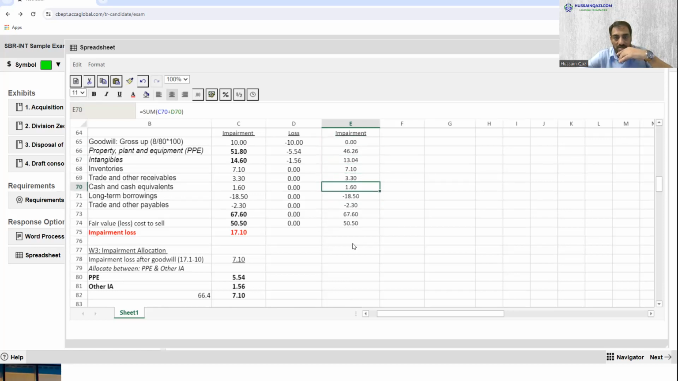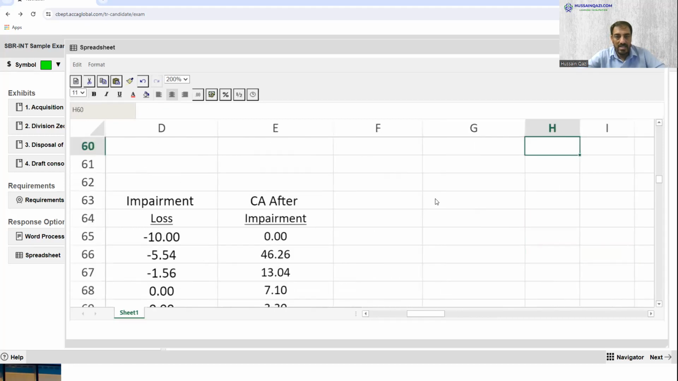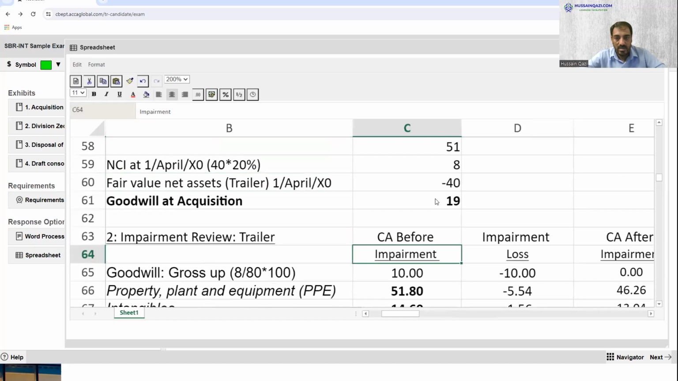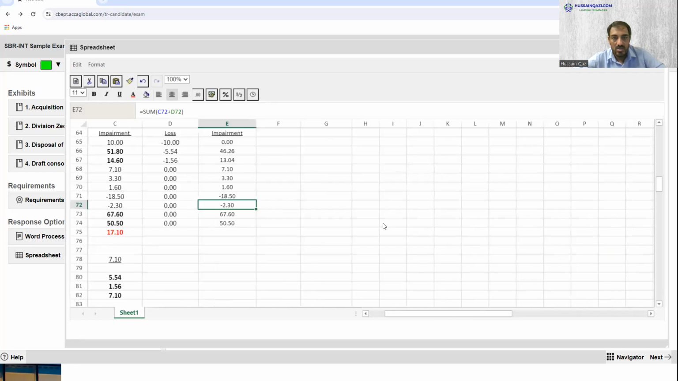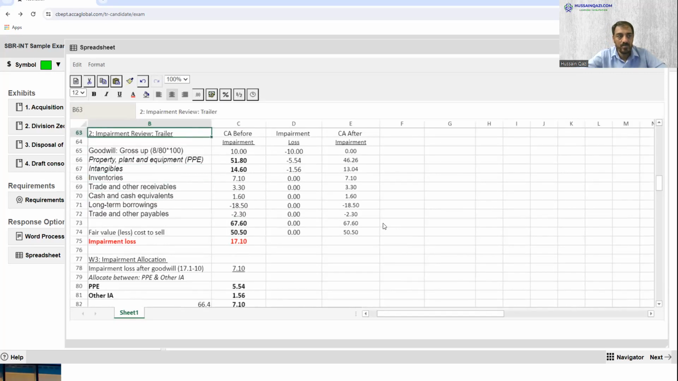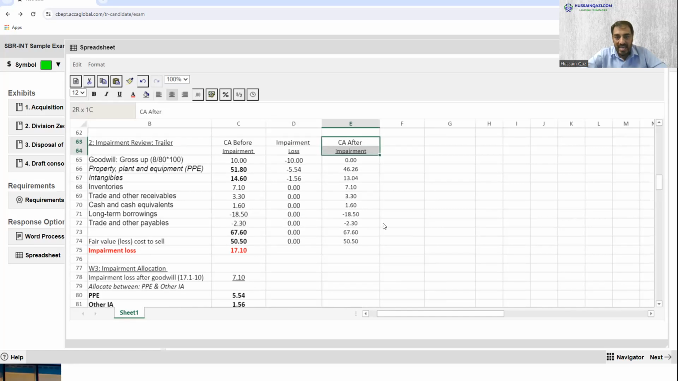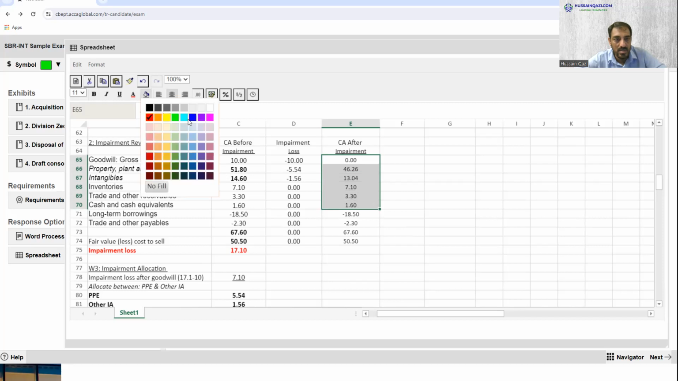So these are the values. Now, very important point: that is after impairment. The values after impairment. So students, a very important point here. These are the values of the trailer after impairment. But we have to identify what is the total value of the assets. These are the value of assets.